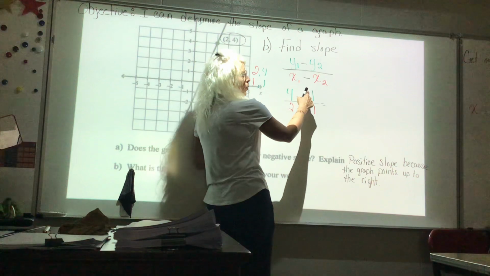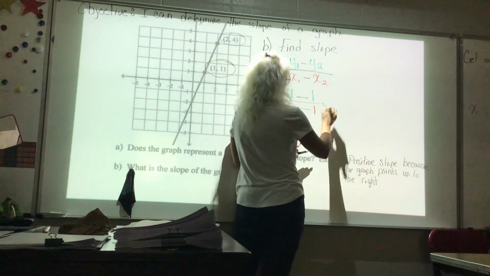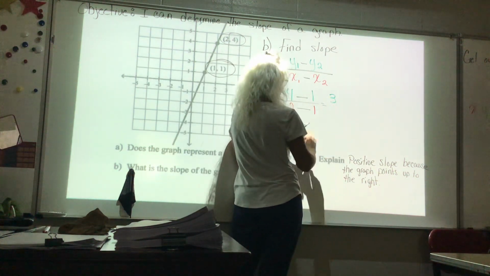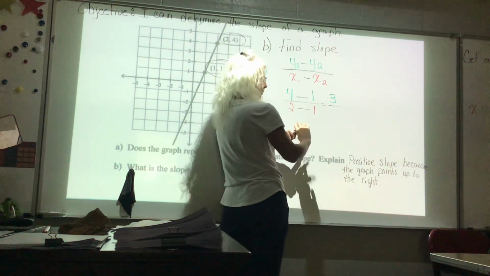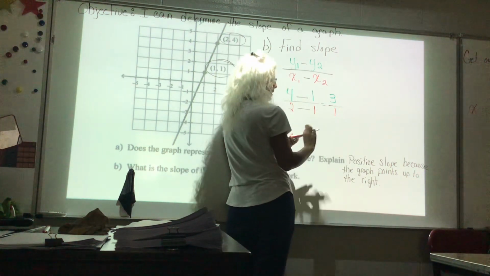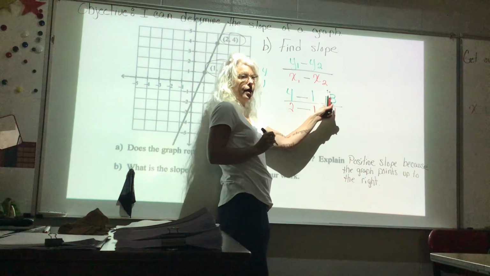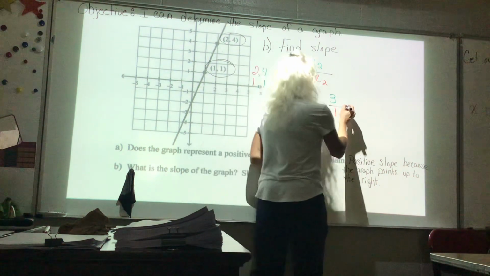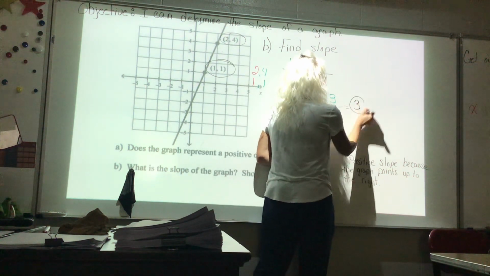What is 4 minus 1? 3. 2 minus 1, 1. And then the black line means divide. And 3 divided by 1 is? 3. We've done that one already.